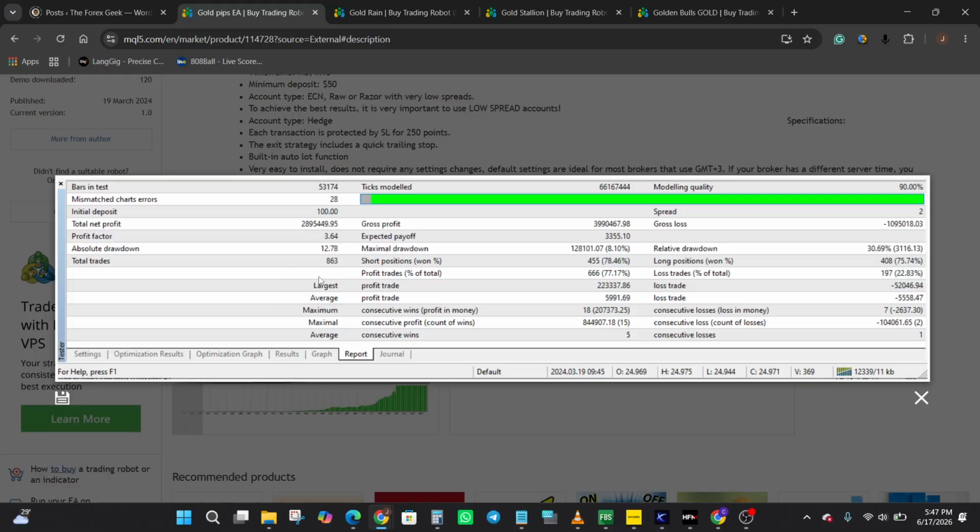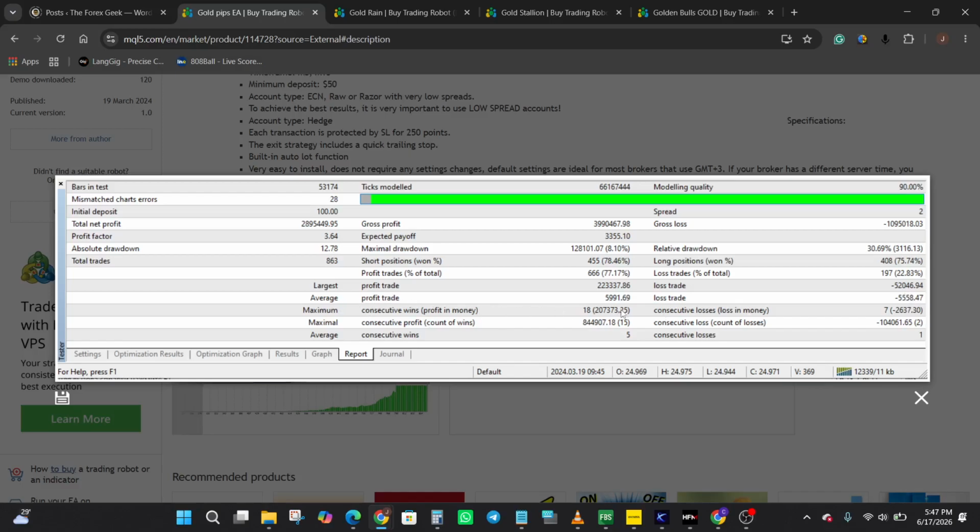The total trades taken were 863, out of which 666 were profitable, yielding a 77.17% win rate. And here I can see that the largest profit was 223,337.86. The largest loss was 52,046.94.